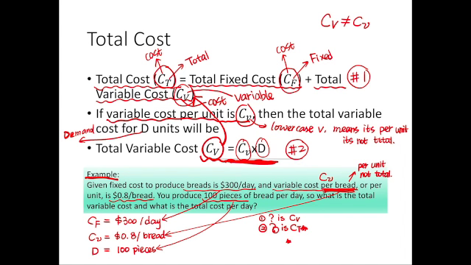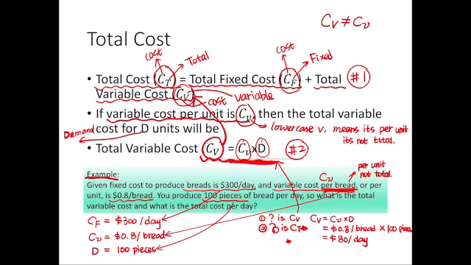For the first question, CV, we have this function, right? So C capital V is C lowercase v times D. And what is C lowercase v? It's $0.8 per bread times, what is the demand? It's 100 pieces. Okay, so the answer is what? Is $80 per day.